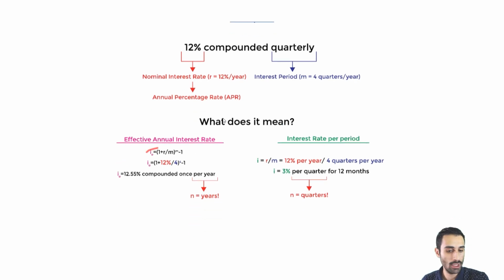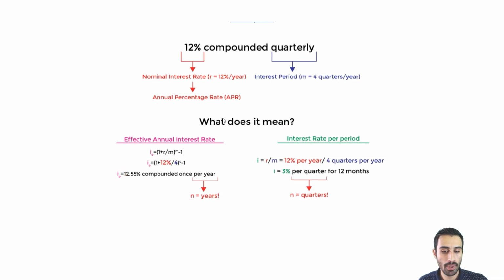Then what does this mean with respect to the effective and interest rate per period? So effective interest rate, you just use the equation like we did above. So what you do is put the 12% for R, for M you put four, and you solve, and you get about 12.55% as effective interest rate that's gonna be compounded once per year. It's the effective for that year. And remember, your N value in the equations has to be in years when you use I effective.